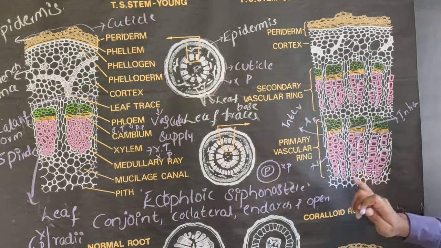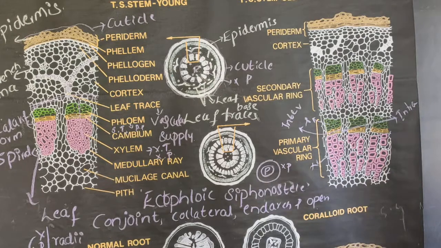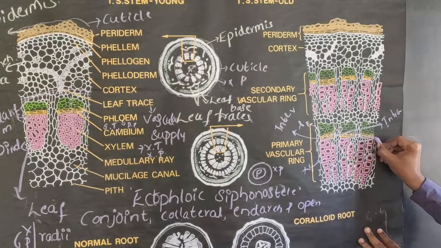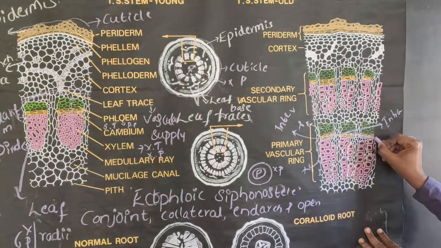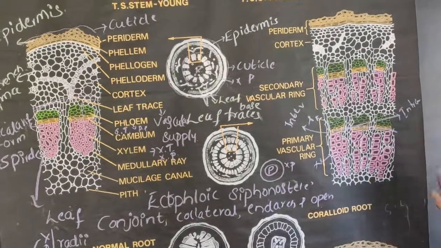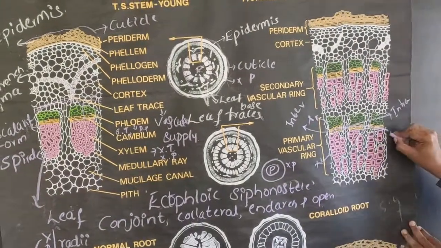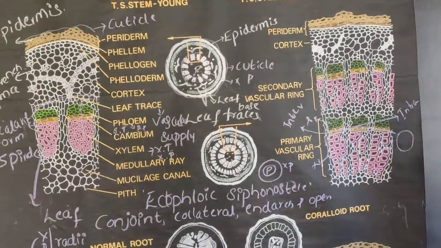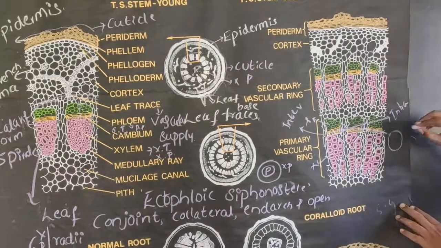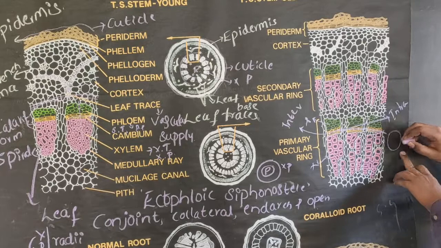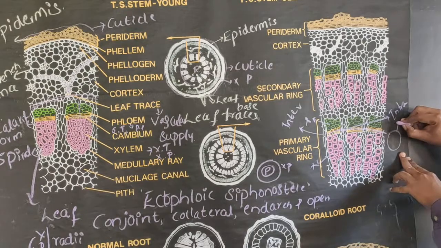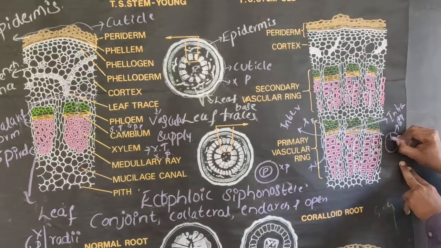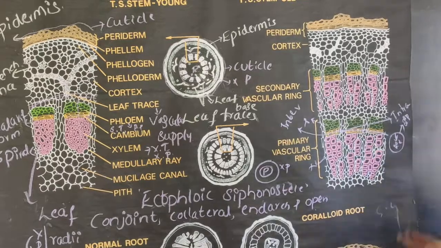So first what happens? Both the intrafascicular cambium and interfascicular cambium start dividing. Once they start dividing, they both form a ring. Both of them attach themselves and form a central ring. This ring is known as the cambial ring. The cells present in the cambial ring divide continuously. Towards the outer side of the ring, they produce secondary phloem, and towards the inner side of the ring, they produce secondary xylem.